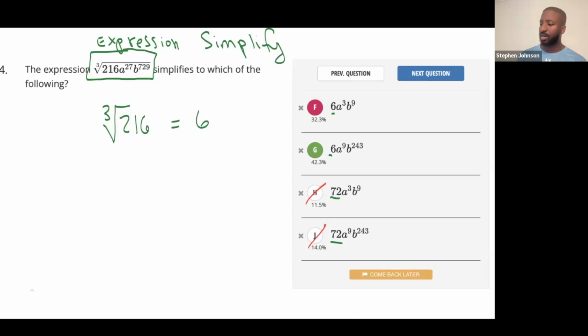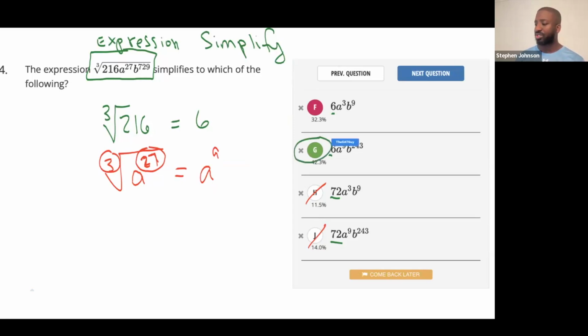The next thing to know is the cube root of a to the 27th. So anytime you have a cube root and a power on your variable, we just divide these by each other, right? So 27 divided by 3 is 9, which means this equals a to the 9th power. And again, looking at choices F and G, only G has the 6 that we want and the a to the 9th power that we want.